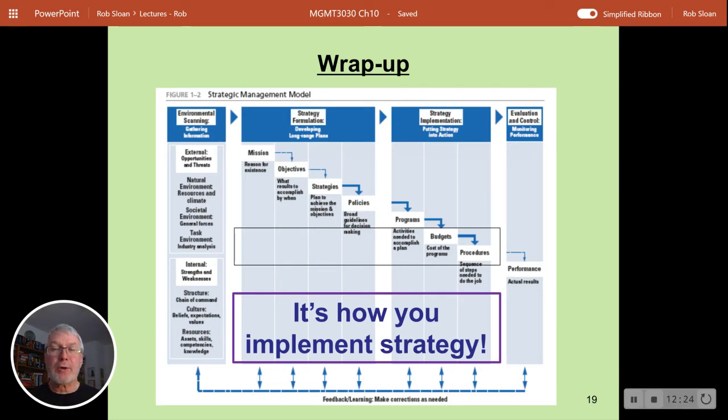Next week, we'll be looking at corporate governance and some of the issues surrounding ethical behavior of companies. But now we've gone through the entire process, the strategic management model, beginning with the environmental scanning of external opportunities and threats and internal strengths and weaknesses. We've worked through strategy formulation, implementation, and today, evaluation and controls. That is the process of developing and implementing strategy.